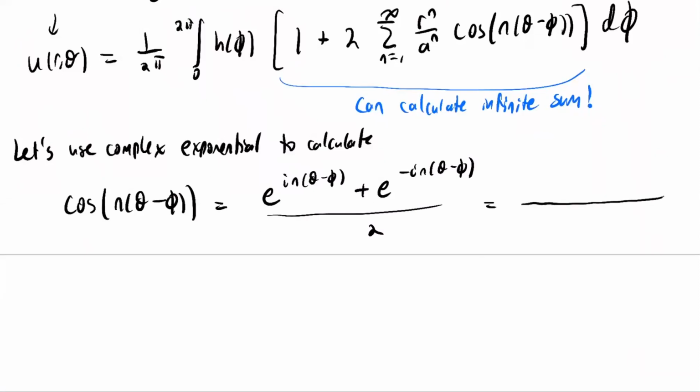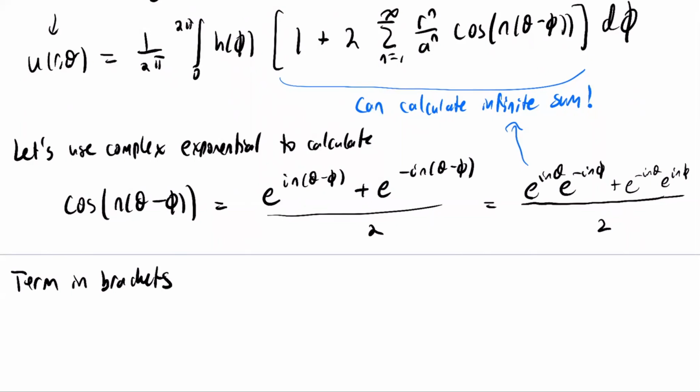But I can rewrite this now as e to the i n theta, e to the minus i n phi plus e to the minus i n theta, e to the i n phi, over 2, right? And so I'm going to plug these in here, right? Plug this in here, right? Right, so the term in brackets, let me use blue brackets just to indicate, right, what we're focusing on, right? We're focusing on this term, right?